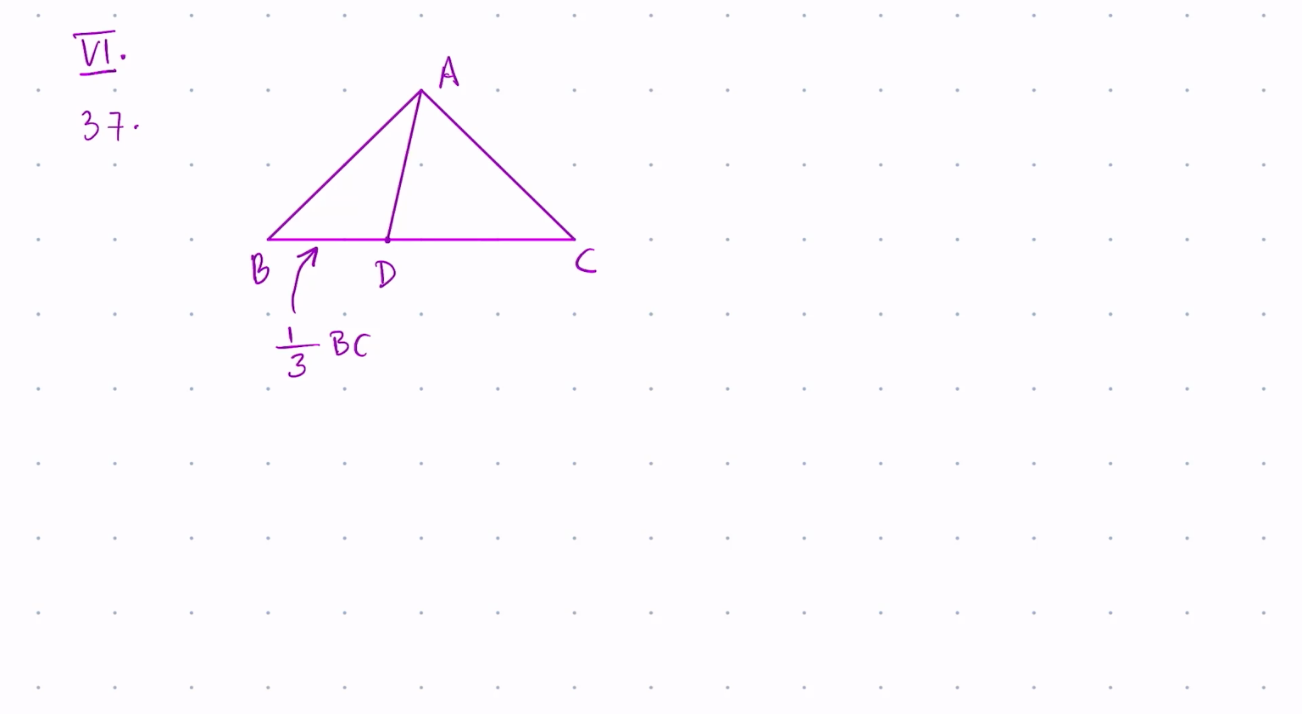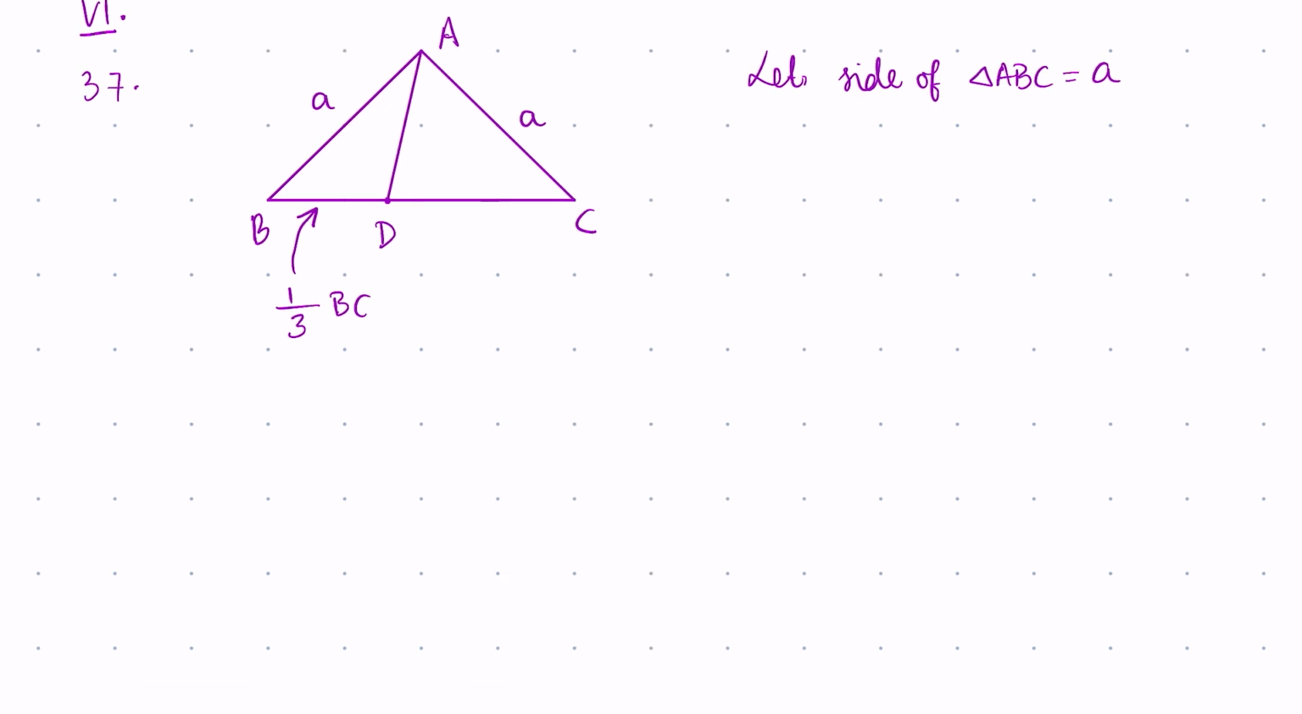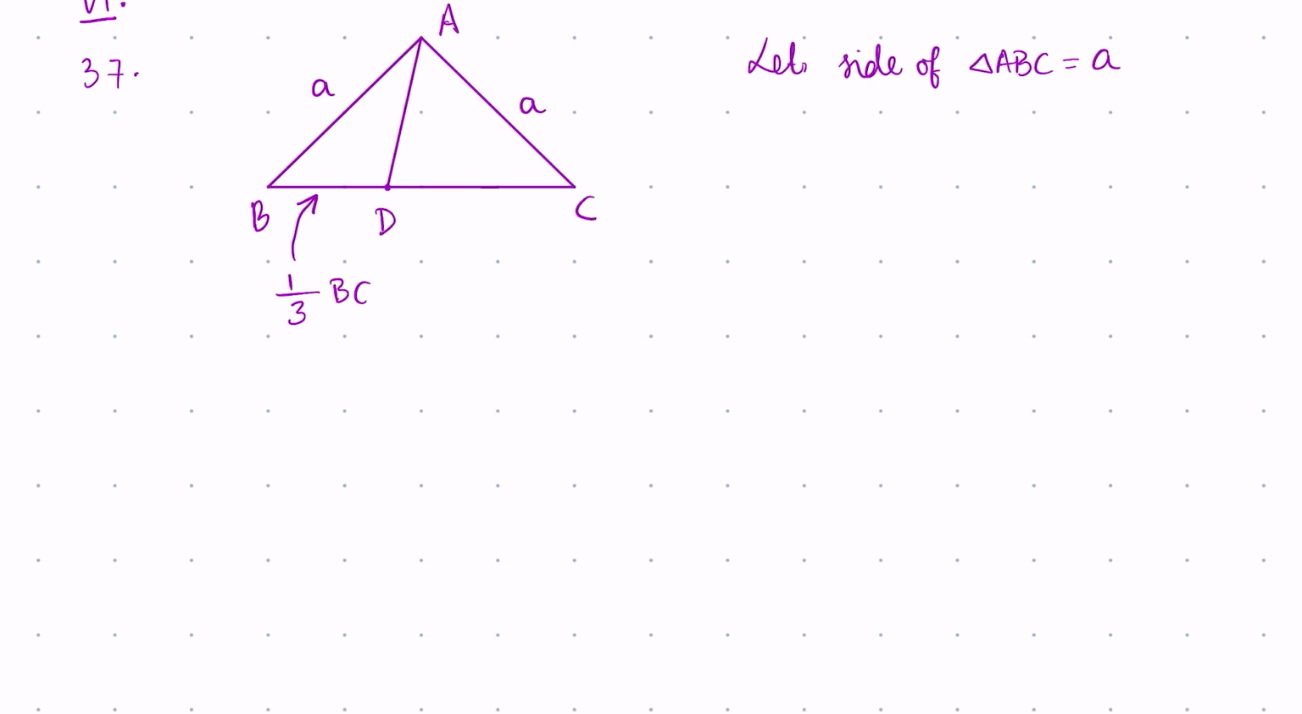For simplicity, let's assume that the side of the triangle ABC is equal to small a. So this is small a, this is small a. Similarly, BC is also small a. So this part becomes 1/3 small a. Therefore, this part will be 2/3 small a. How did I get that? Well, this is just equal to a minus 1 by 3 a, right? Okay. So next, prove that.